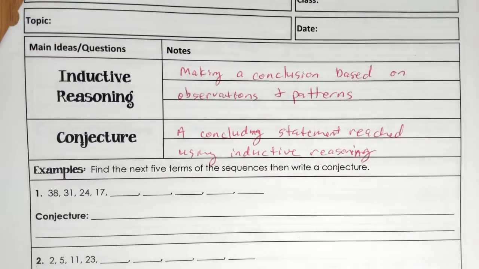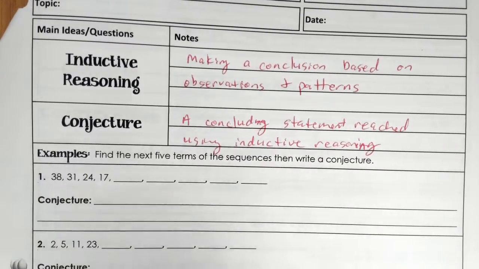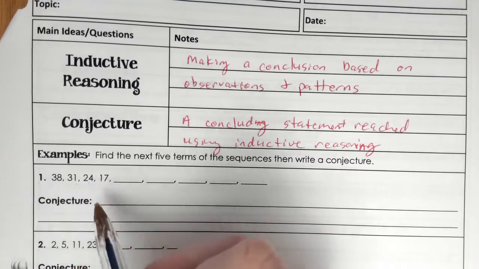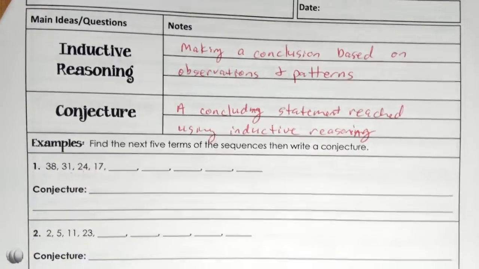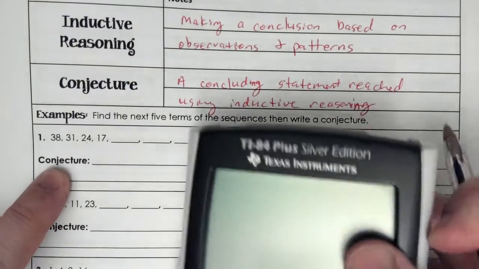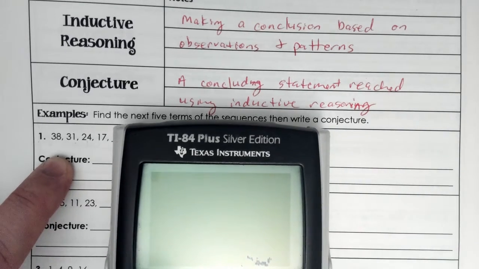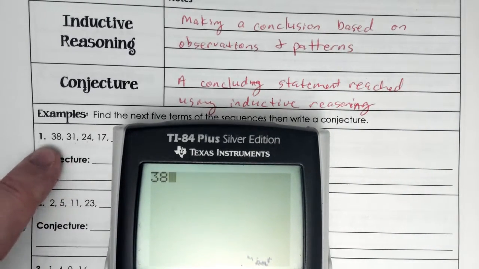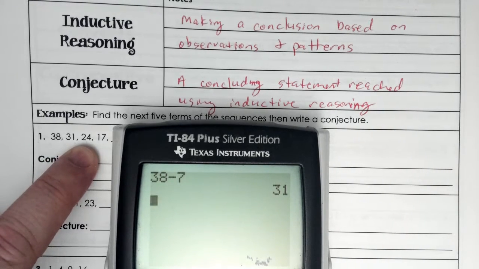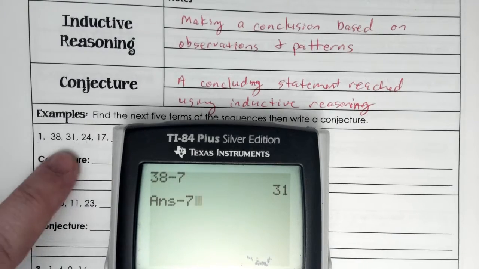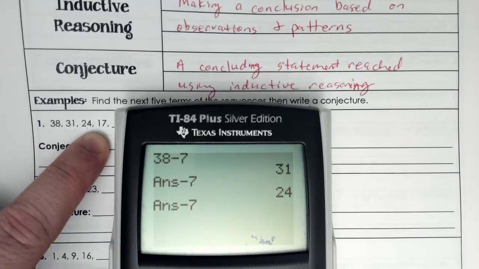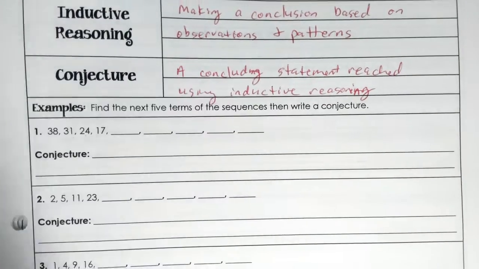Okay, here we go. So on this one, we're going to do number 1 and 2. How do we get from 38 to 31 and then to 24 to 17? What do you think that pattern is? All right, so I think the easy thing is adding and subtracting. Let's see if that works. So I use my calculator, 38. To get from 38 to 31, I subtract 7. And if I subtract 7 again, I would get 24. And if I subtract 7 again, would I get 17? Yes, that's the pattern. I kept subtracting 7.